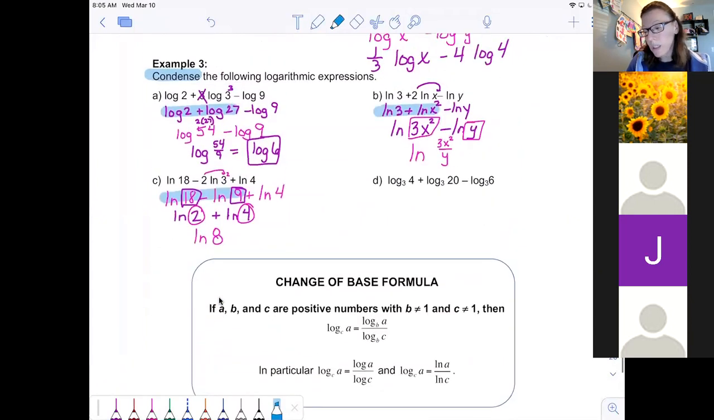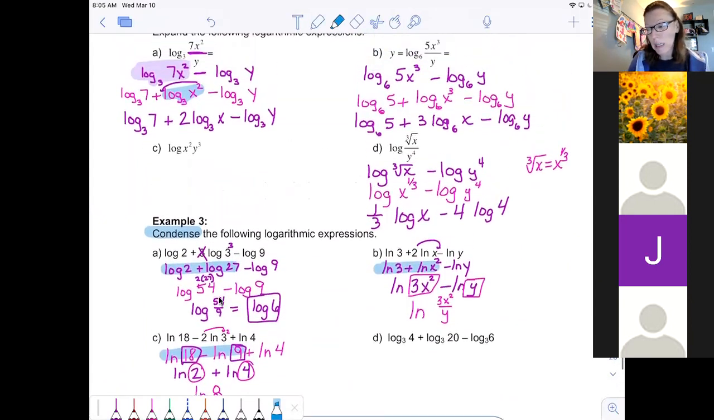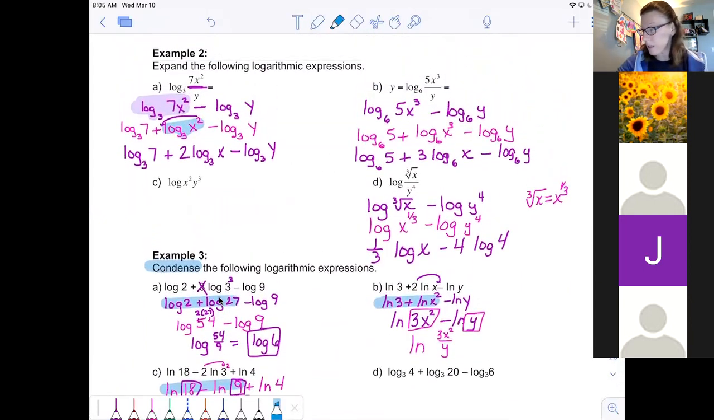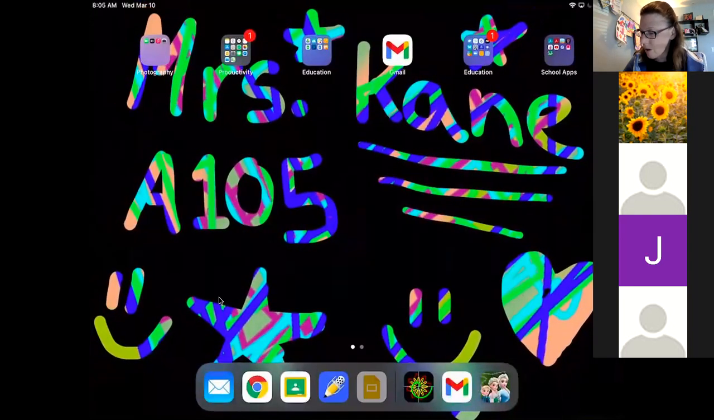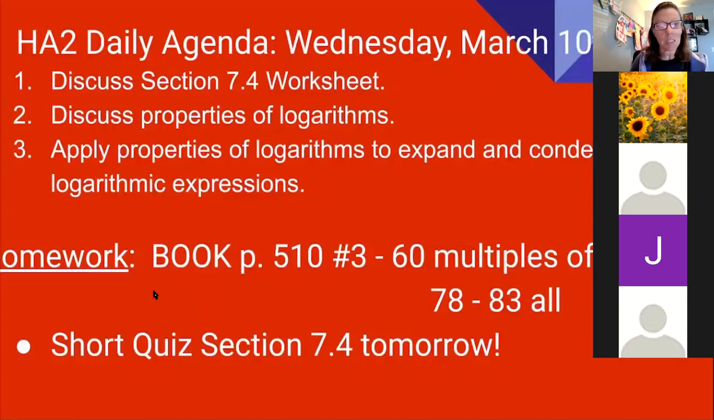Most of the homework is working on condensing and expanding, and it's multiples of 3. So make sure you're doing multiples of 3 when you're looking at the homework, and not the odds or the evens, but the multiples of 3 from 3 to 60. At the beginning of class, we're going to have a very short quiz tomorrow on just transforming from exponent to log to exponent form. So short little quiz at the beginning of class.